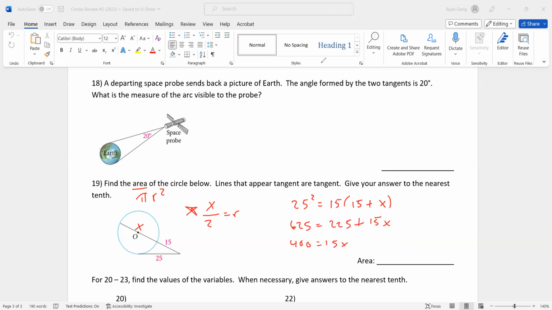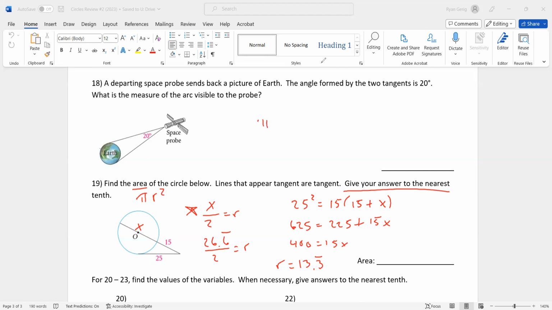That's the diameter. So 26.6 repeating divided by 2 gives me my radius, 13.3 repeating. Now I just have to square that and multiply it by pi. It says give your answer to the nearest tenth. Don't forget to multiply by pi.